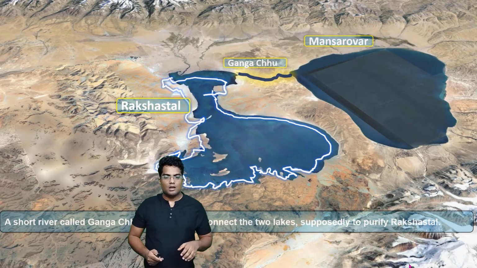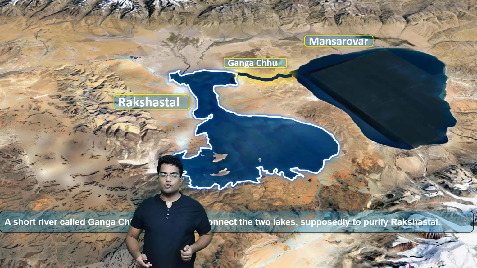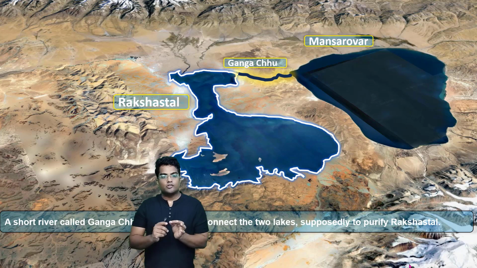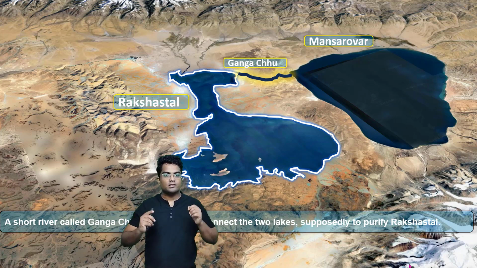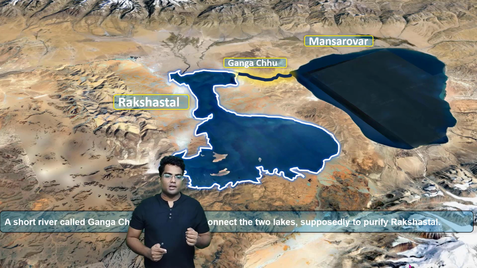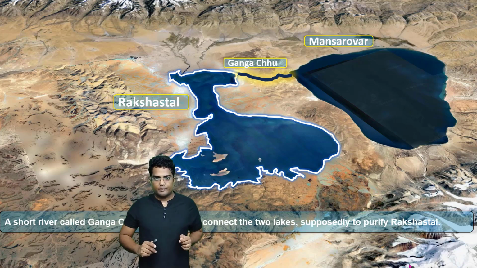Moving on. As you can see, these are the two lakes. One is Rakshastal Lake and the second one is Mansarovar Lake. Now there is a small stream called Gangachu which connects Rakshastal Lake and Mansarovar Lake. Quite an important fact. This is a very short river and it's not exactly perennial. However, it connects Rakshastal Lake and Mansarovar Lake.